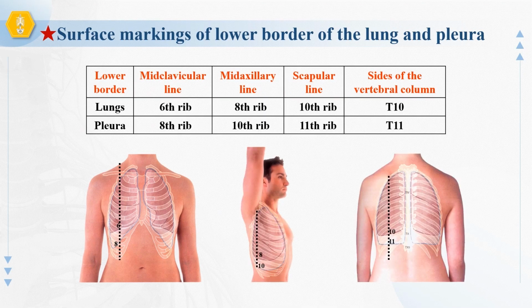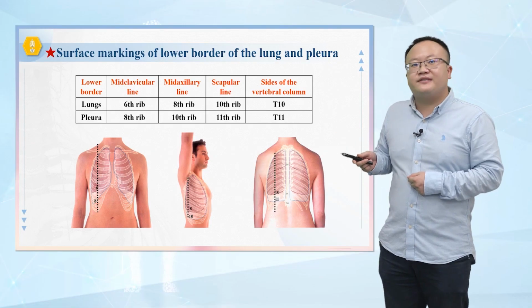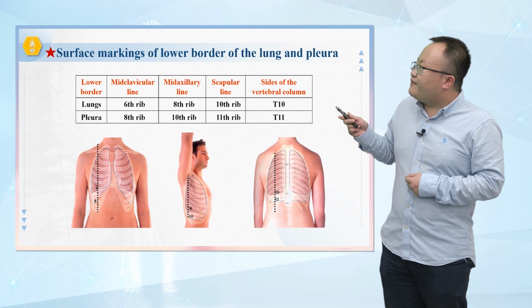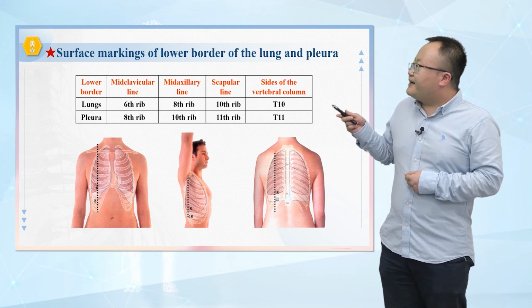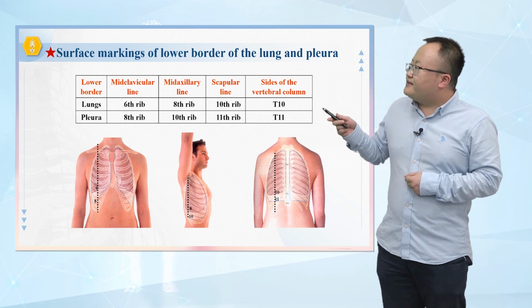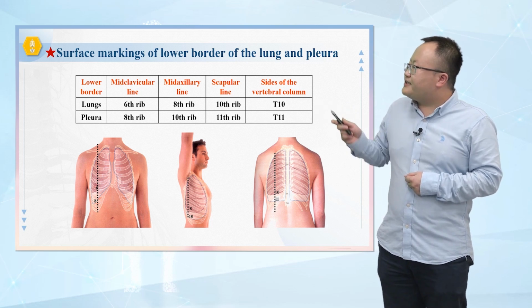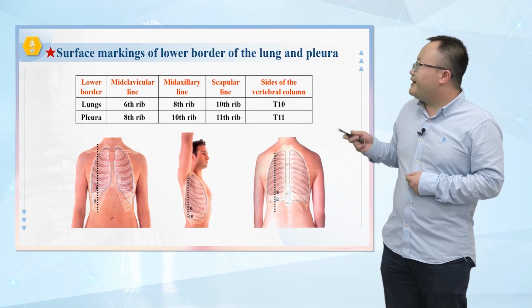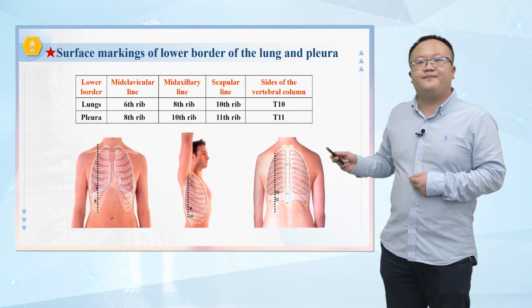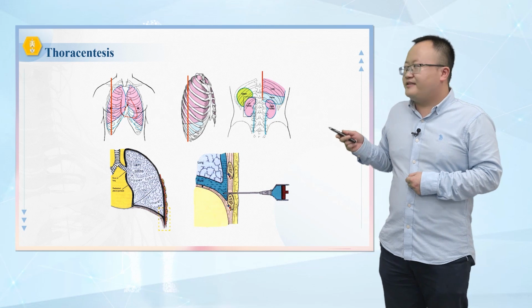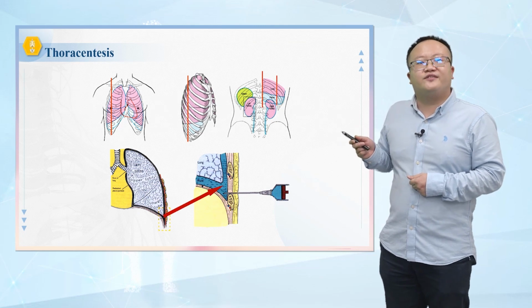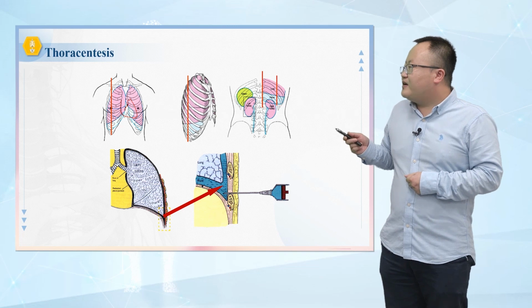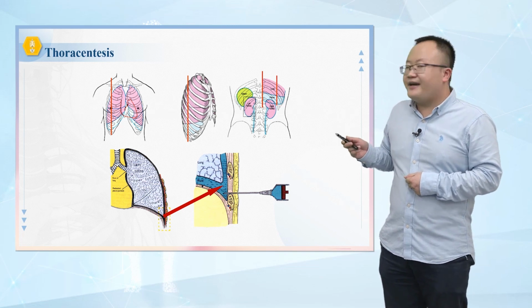The surface markings of the lower border of the lung and the pleura are shown in the table. For example, the lung at the midclavicular line, midaxillary line, and scapular line, the border is at the 6th, 8th, and 10th rib. At the sides of the vertebral column, it's at T10. The markings are very useful for thoracic contents, especially to avoid lung injury.